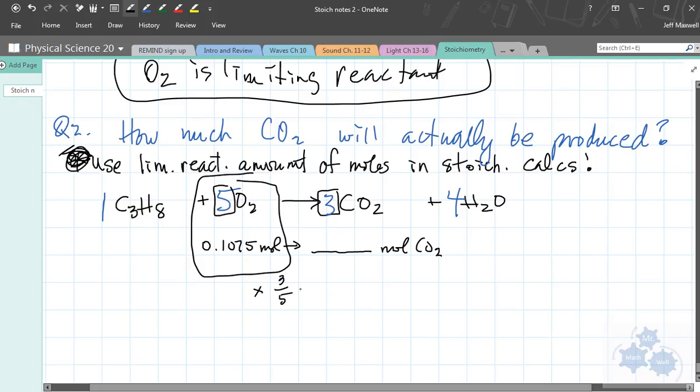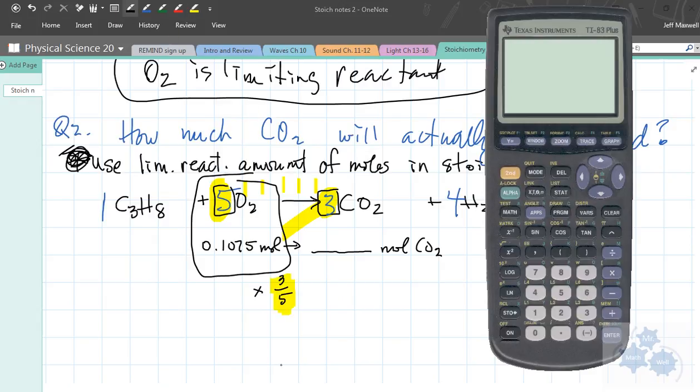3 over 5. Yeah, 3 over 5. Remember, we take this number that we're going to, and you divide it by this number that we're coming from. That's how you get this ratio. Always. That always works. All right. So let's go back to the calculator here.